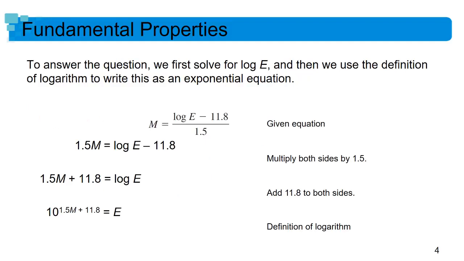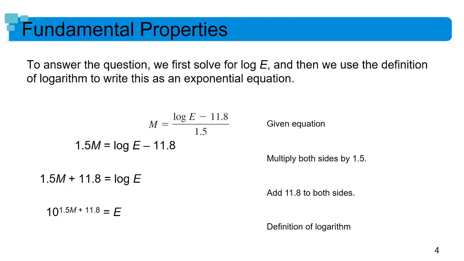Okay, so if we want to answer the question, what was the energy that was given off by a certain magnitude, well, then you're basically just solving for E. And getting log E by itself is pretty easy. You multiply by 1.5 to get rid of that fraction. Then you add the 11.8 to one side, and now you've got log E all by itself. That was some pretty easy, basic math.